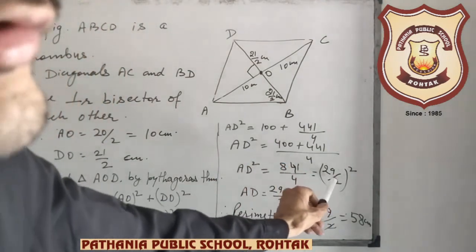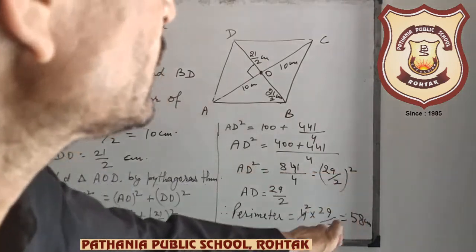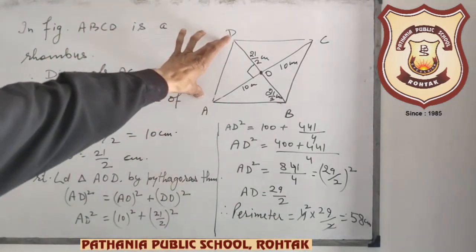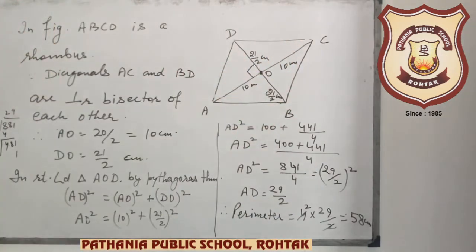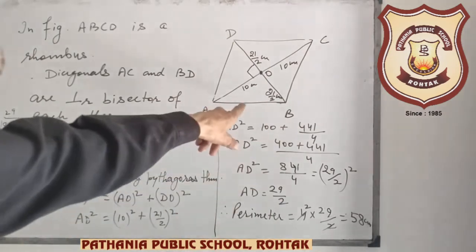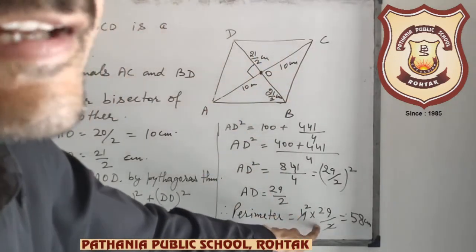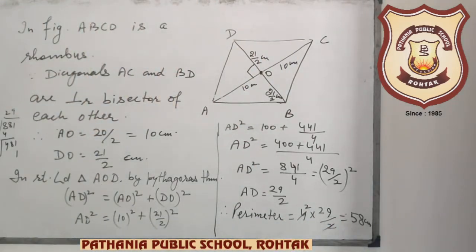Now AD square is 29 by 2 whole square. So cancel the square on both sides. So AD is 29 by 2. Perimeter is the length of all the sides, and because all the sides are equal, the perimeter is 4 into side. 4 into 29 by 2, that is 2 times 29, 58 centimeter is the perimeter of this rhombus.